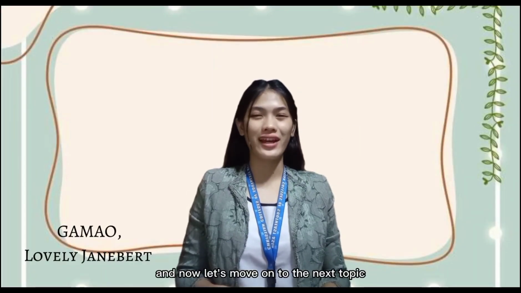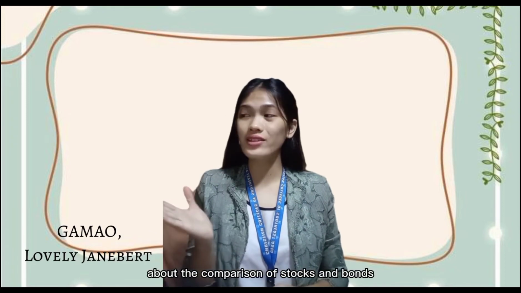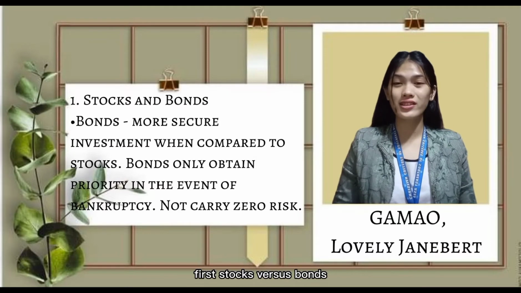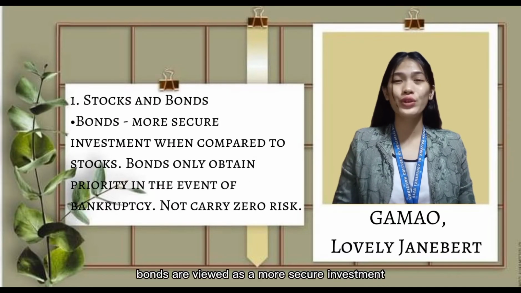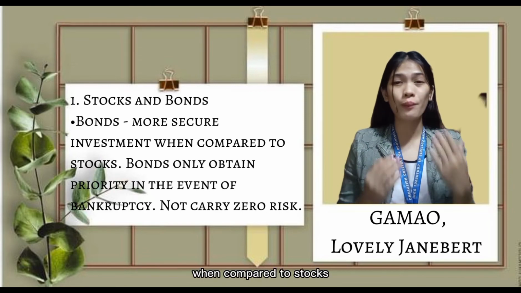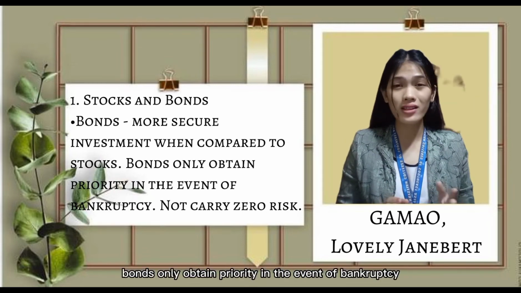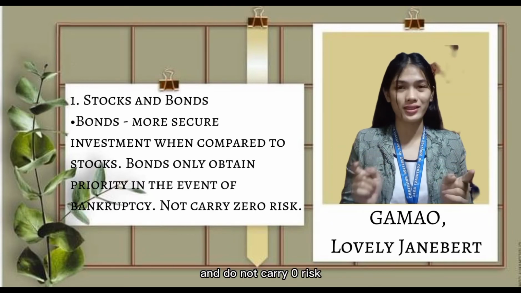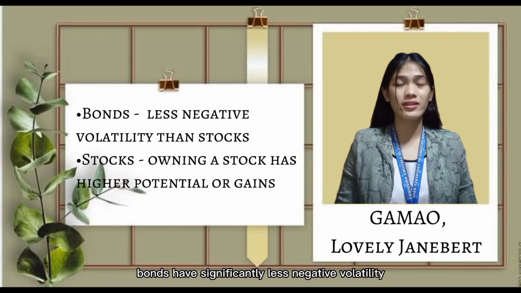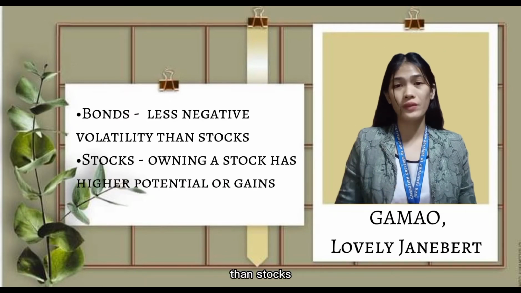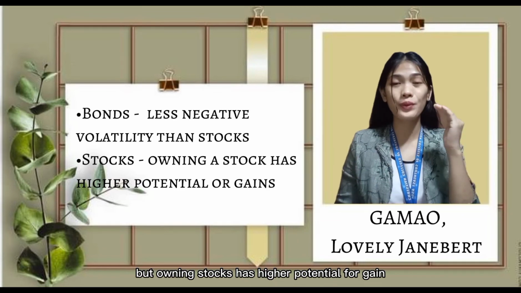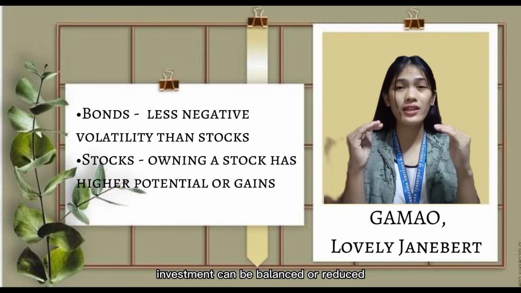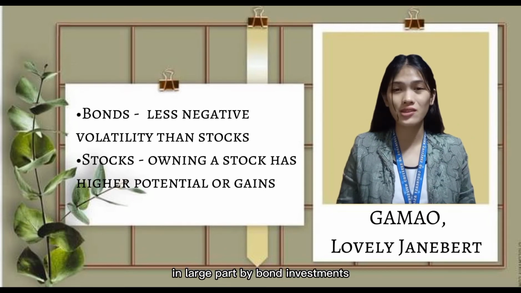And now let's move on to the next topic, in which I will discuss the comparison of stocks and bonds and what mutual funds are. First, stocks versus bonds. Bonds are viewed as a more secure investment when compared to stocks. But take note, bonds only obtain priority in the event of bankruptcy and do not carry zero risk. Bonds have significantly less negative volatility than stocks, but owning stocks has higher potential for gains. The short-term volatility linked to stock investment can be balanced or reduced in large part by bond investments.